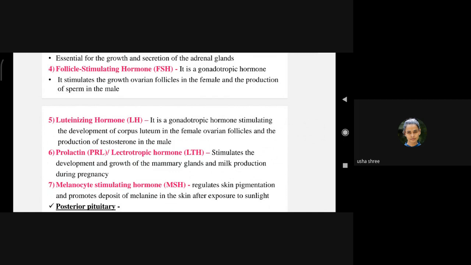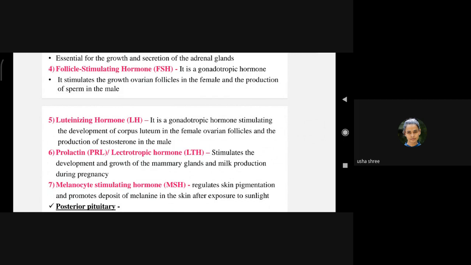Okay, so two gonadotropic hormones are released from the pituitary. Those are FSH and LH, follicle stimulating hormone and luteinizing hormone. Follicle stimulating hormone stimulates the gonads, that are ovaries in female and testes in male. And luteinizing hormone stimulates the development of corpus luteum in female, that are present in follicles of ovaries, and production of testosterone in male.